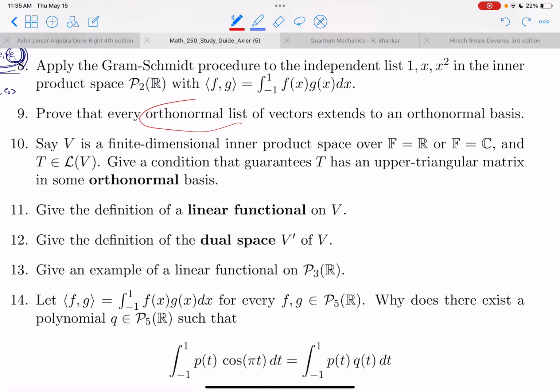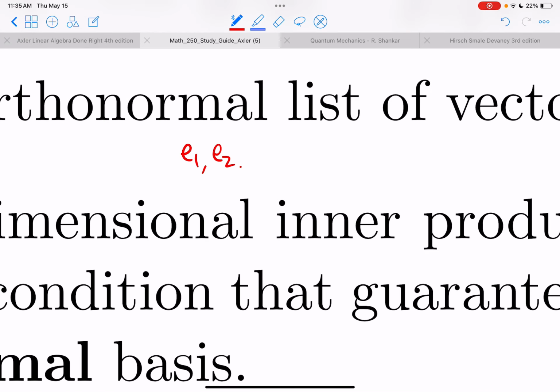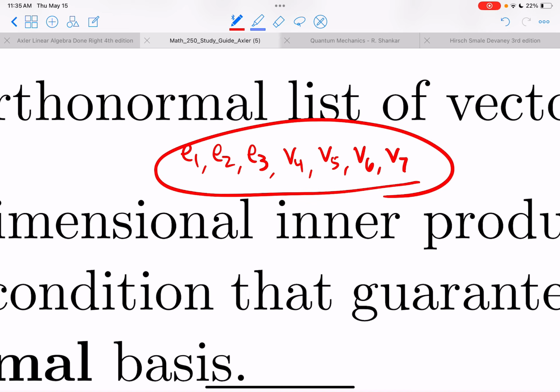Prove every orthonormal list extends to an orthonormal basis. So if you have an orthonormal list, E1, E2, E3, but maybe your vector space is actually 7-dimensional, well, these are independent, so any independent list can be extended to a basis. So just do that. Just extend it until you get a basis for the whole space.